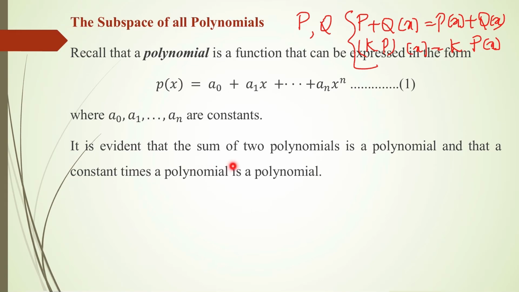The sum of two polynomials is a polynomial, and a constant times a polynomial is also a polynomial. So the set of all polynomials forms a subspace of the set of all functions from (-∞, ∞) to R, meaning F(-∞, ∞). So the set of all polynomials forms a subspace of F(-∞, ∞).